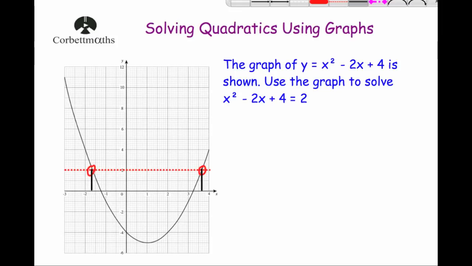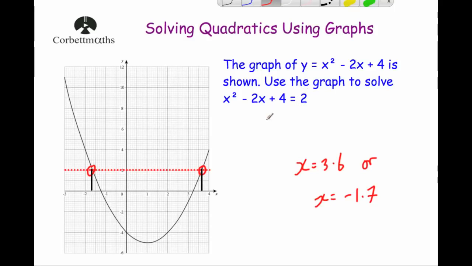Okay, so in other words, if you put in this value for x, you should get an answer of 2. And if you put in this value of x, you should get an answer of 2 whenever you've drawn this graph. Okay, and this coordinate here is equal to 3.6. So x equals 3.6, or this one here, x equals minus 1.7.